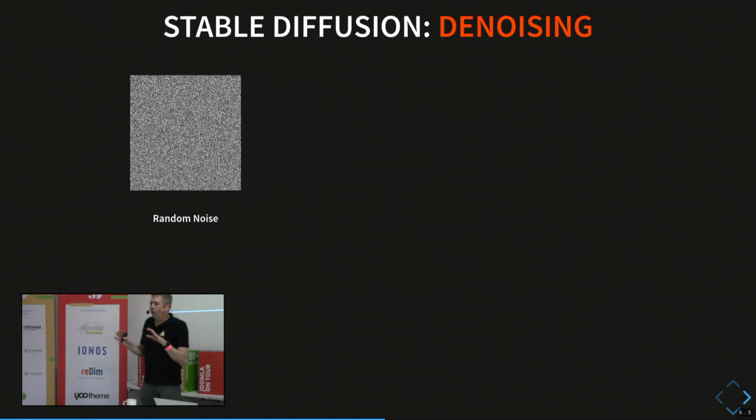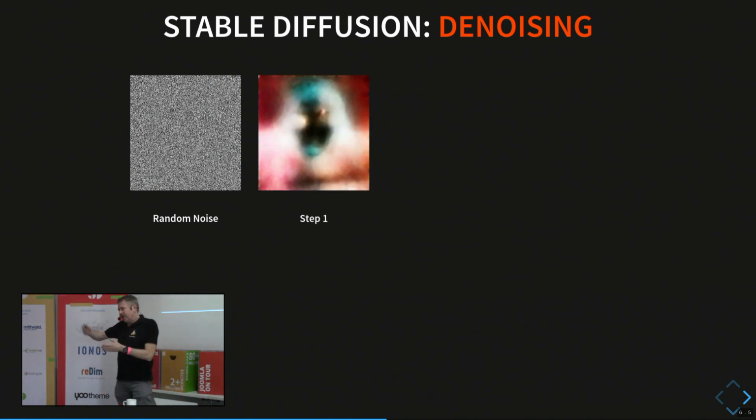So what happens? How does this whole thing work? Do you have any idea how it works? Generating images, how can it generate images? First, they start with random noise. This is like the snow on an old television. So they have random noise. Then you get a couple of steps.